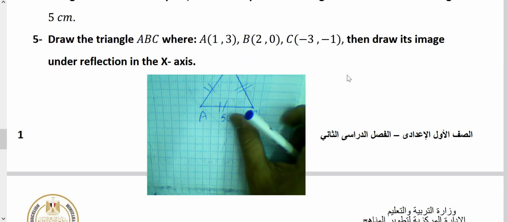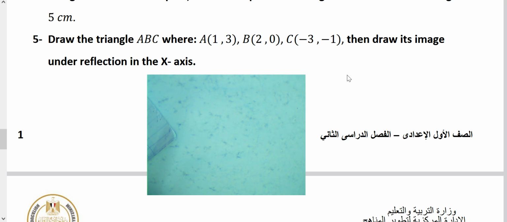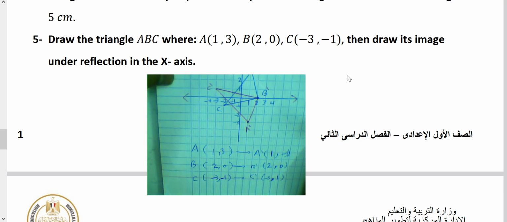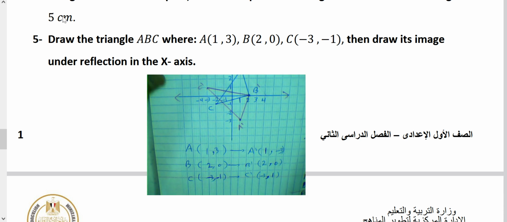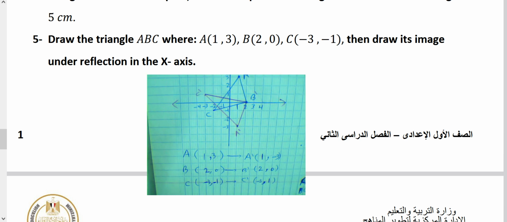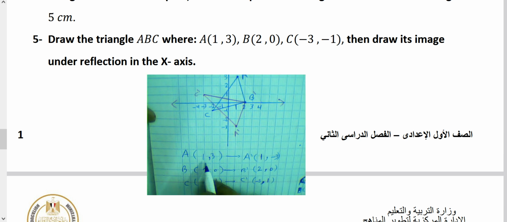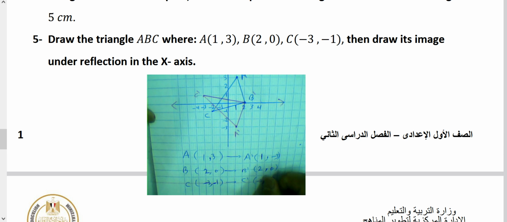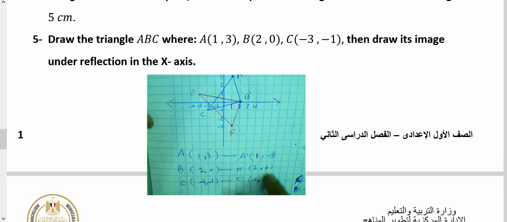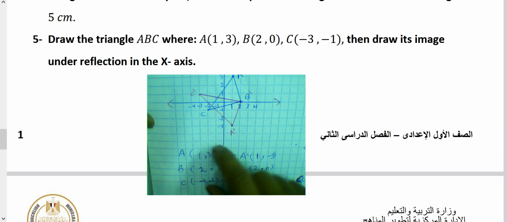Next question, draw triangle ABC and then find the result under reflection in x-axis. We must put x and change the sign of y. We have A 1 and 3, B 2 and 0, and C equal -3 and -1. We want reflection in the x-axis. We must put x and change the sign of y. Write x as it is and change the sign of y.